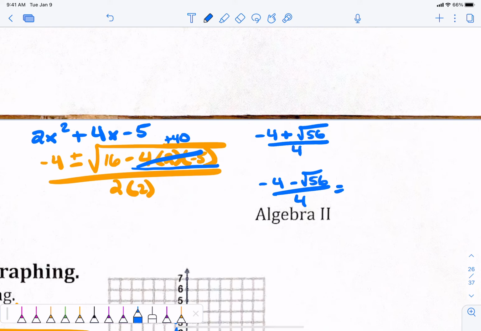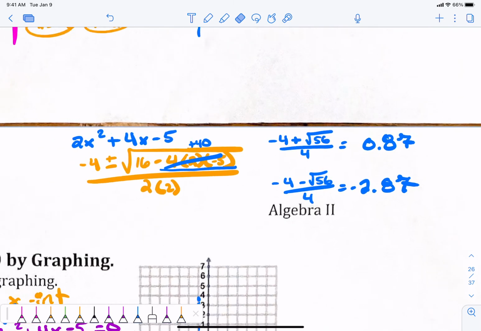And normally we would just leave our answer like that, right? But since we're graphing this thing, we're going to go ahead and type that into the calculator and have it spit out a number. If I remember right, this comes out as 0.87, and this one comes out as negative 2.87, I believe. If we type that into our calculator, we get 0.87 and negative 2.87. There it is. Okay, good.